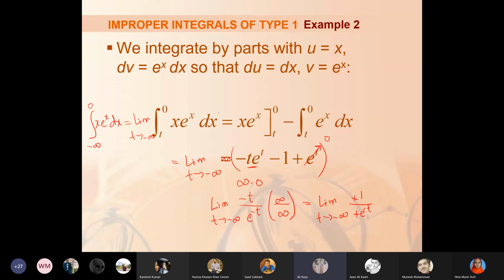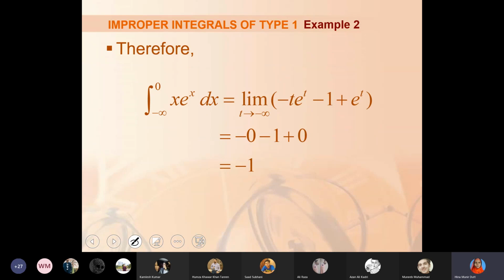Infinity. You can write it as limit e power t as t approaches to minus infinity. Is it infinity or 0? 0. Now this is equal to 0. So my limit is -1. So the integral is convergent. The integral of x e power x from minus infinity to 0 is -1. This is how you will solve it. Improper integral: take the limiting value, then solve it.